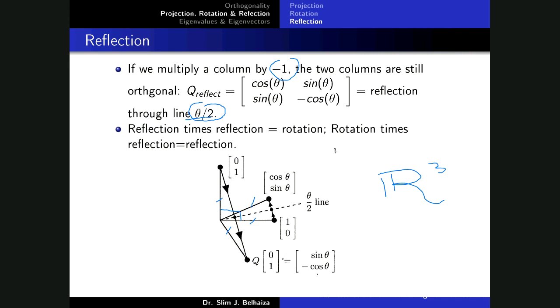One can observe that reflection times reflection is equal to rotation, and rotation times reflection gives reflection. This is a common and general result. What is interesting is that we can define projection matrices, rotation matrices, and reflection matrices using simple orthogonality properties on the columns of a matrix.